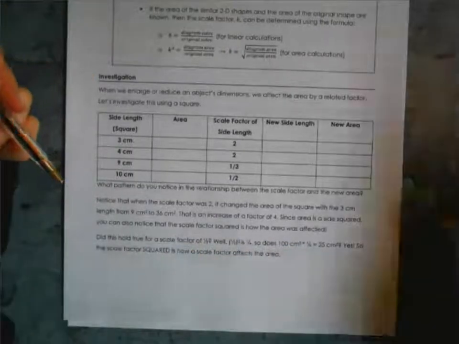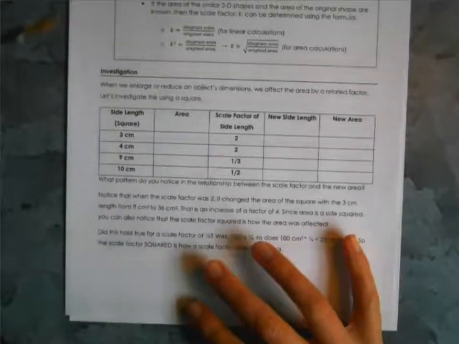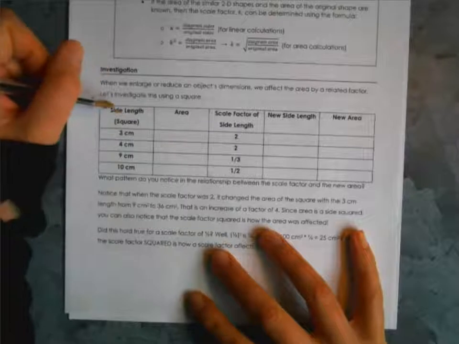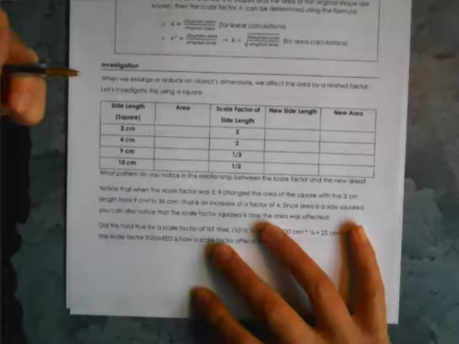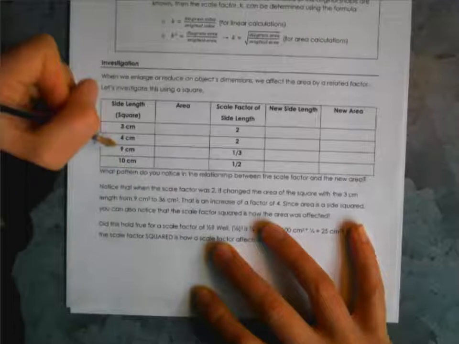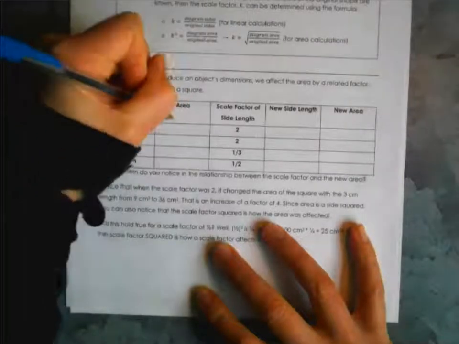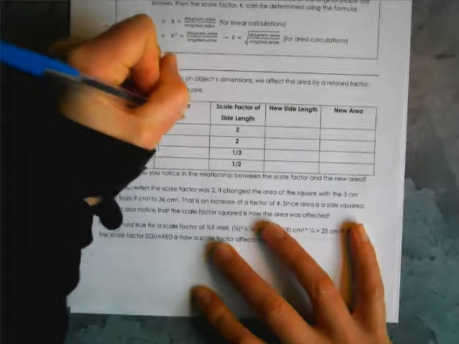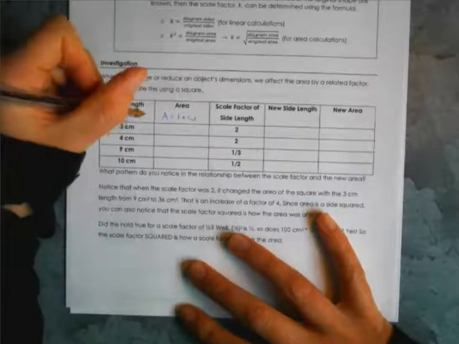When we enlarge or reduce an object's dimensions, we affect the area by a related factor, and we want to determine what that factor would be. So let's use a square, a two-dimensional shape, to explore how these factors are related. If we're given the side length of a square, we know that we can calculate the area by doing the length times the width, right? Or just the length squared, because with a square the sides are the same length.